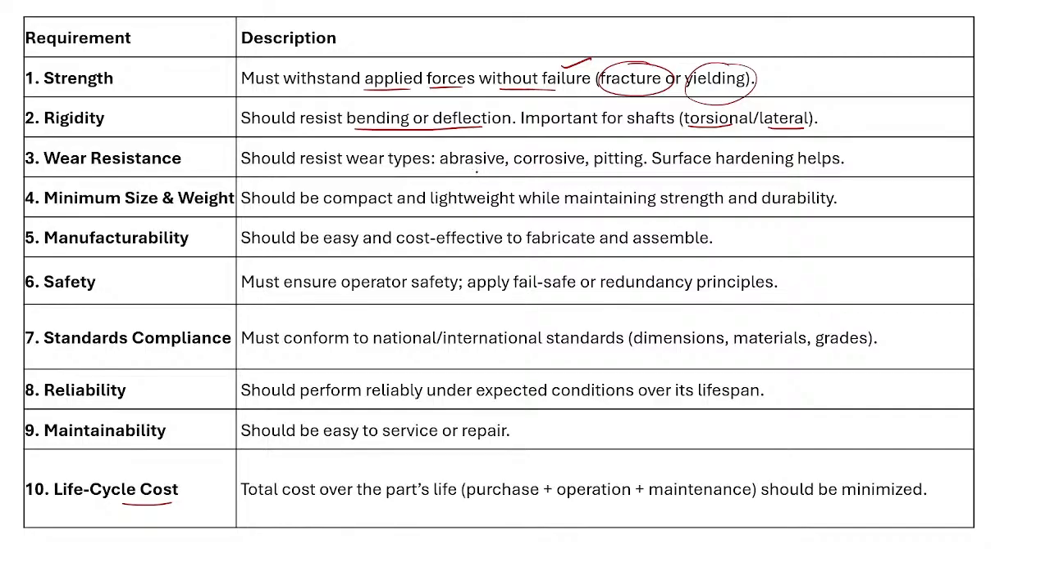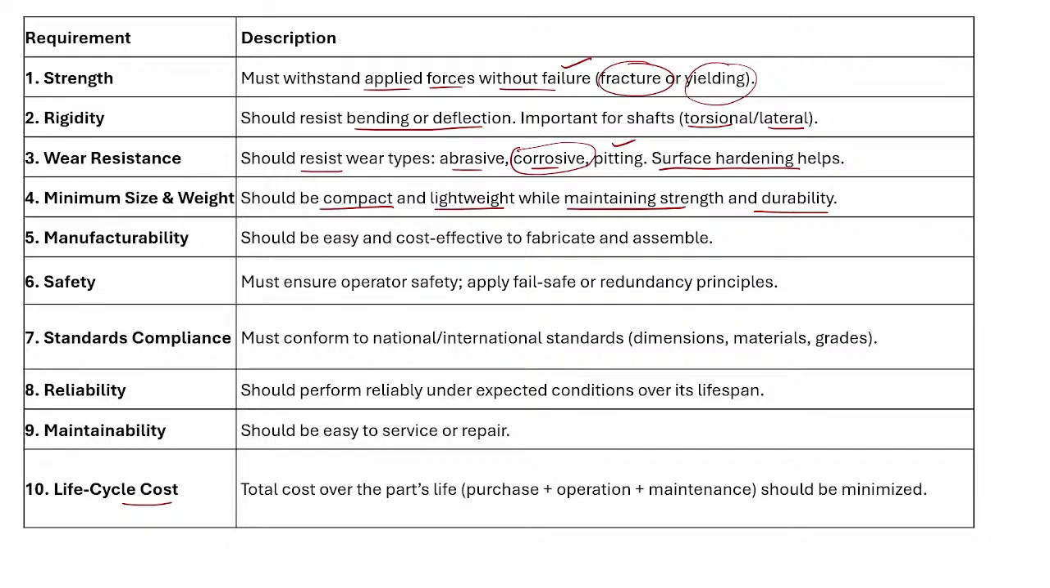Surface penetration, or the formation of a dent on the surface, has to be resisted. It could also be associated with resisting corrosion as well as pitting of surfaces, and surface hardening is also required in order to build more resistance. Next is minimum size and weight. It should be compact and lightweight, maintaining strength and durability. So the importance of weight is also very, very important.